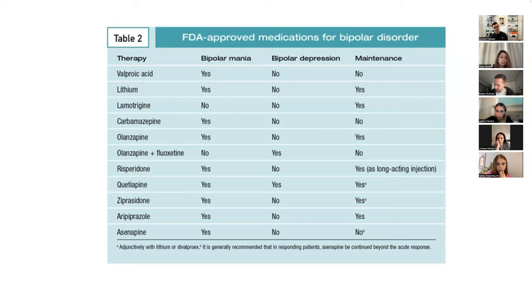Olanzapine is an atypical antipsychotic, and we do use it for maintenance and for bipolar mania. They use that a lot in inpatient hospitals because it works pretty quickly. It works faster than a mood stabilizer. The thing about olanzapine is that it's very metabolically toxic to a patient, which means it'll put them at risk for developing diabetes if they don't follow a healthy diet and exercise. It also puts them at risk for weight gain, all right?